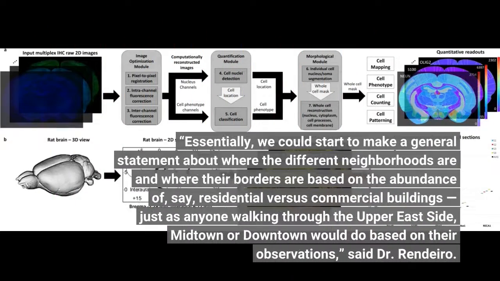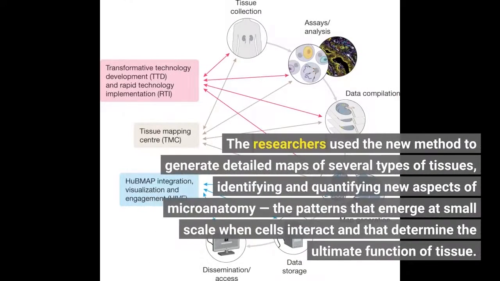Essentially, we could start to make a general statement about where the different neighborhoods are and where their borders are based on the abundance of, say, residential versus commercial buildings, just as anyone walking through the Upper East Side, Midtown or downtown would do based on their own. The researchers used the new method to generate detailed maps of several types of tissues, identifying and quantifying new aspects of microanatomy, the patterns that emerge at small scale when cells interact and that determine the ultimate function of tissue.